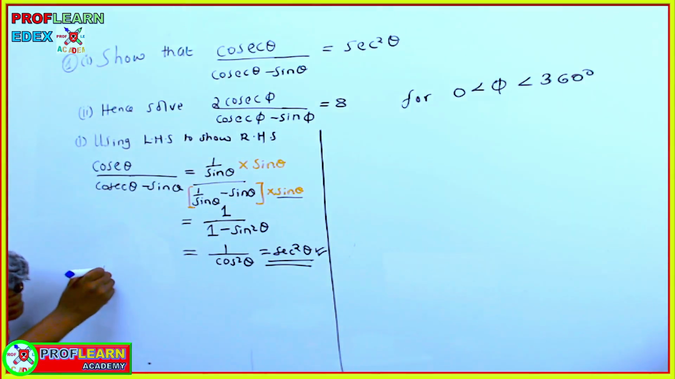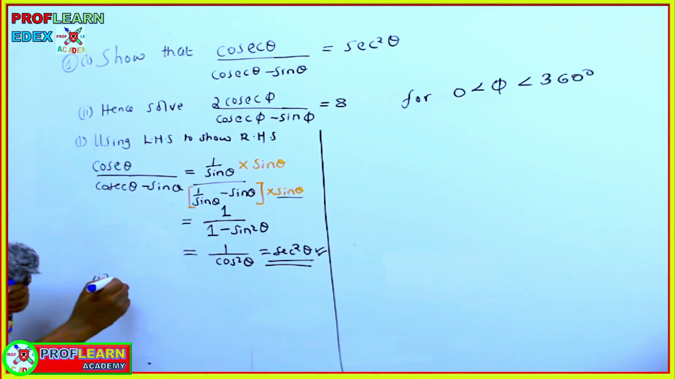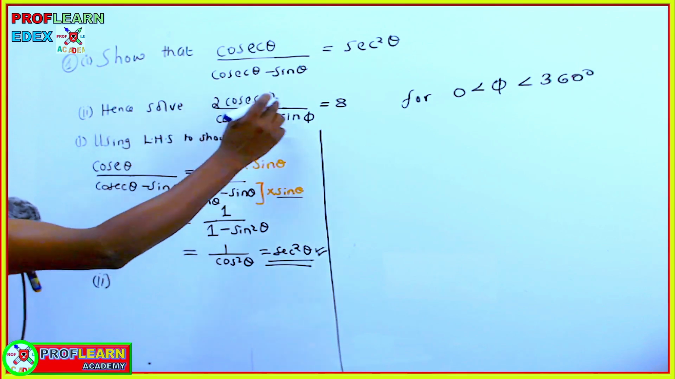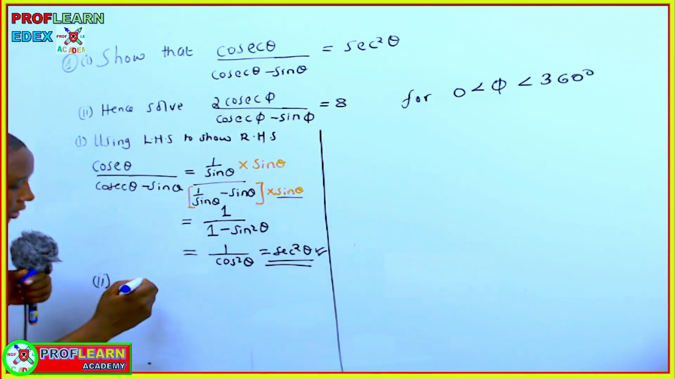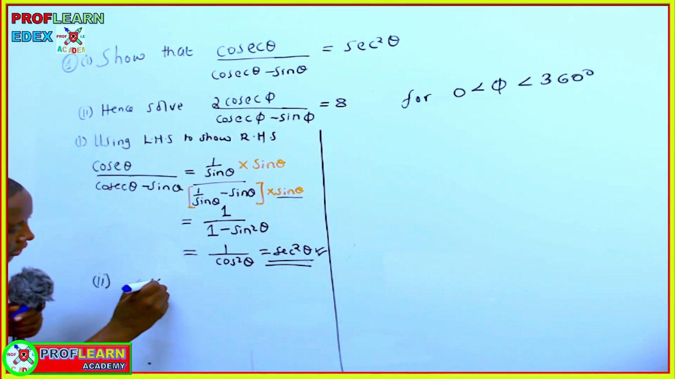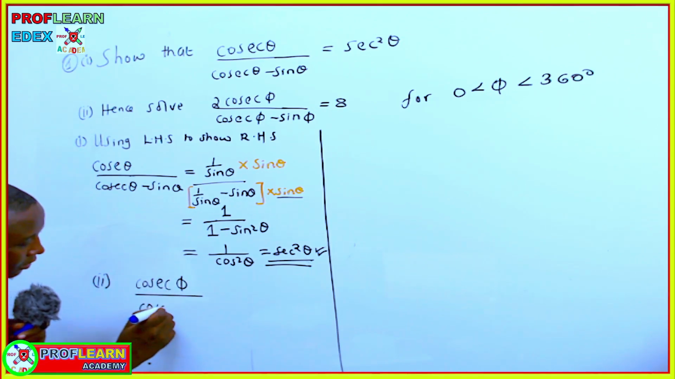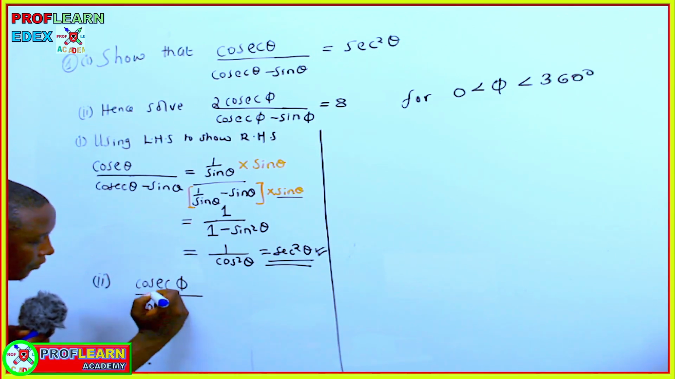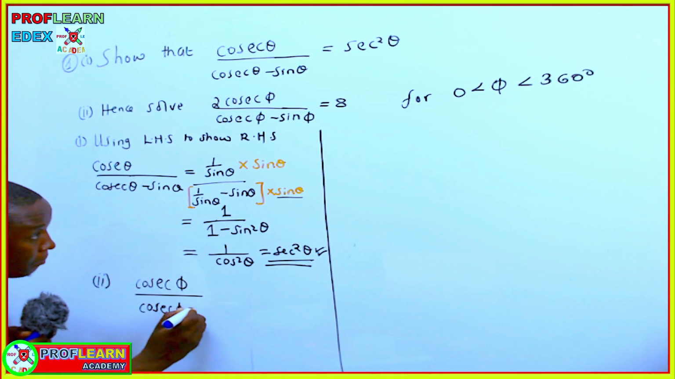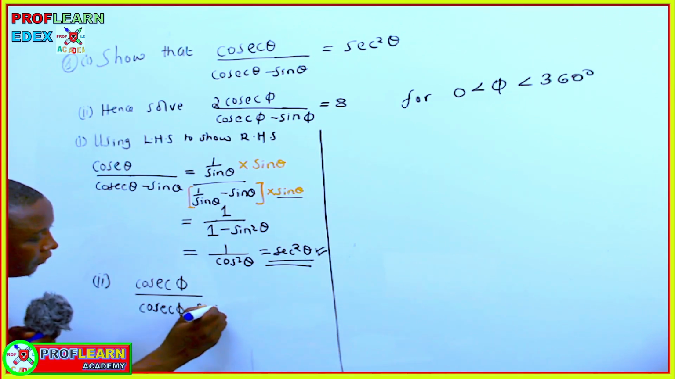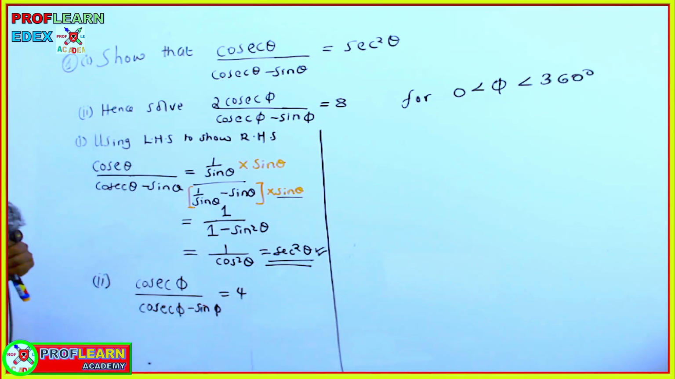Let us just now move to Roman 2 here. If I'm having this part, I can divide both sides by 2 so that I can cancel that 2. I'll have cosec phi over cosec phi minus sine phi equals 4, right?